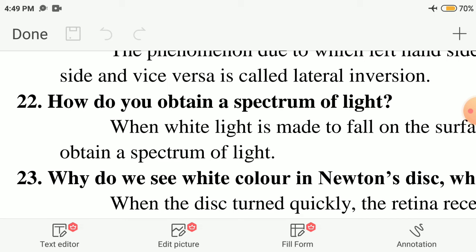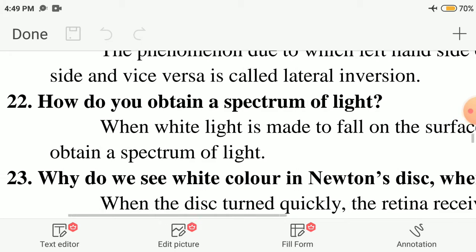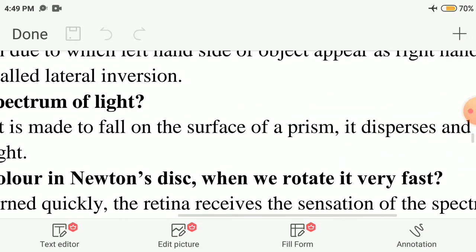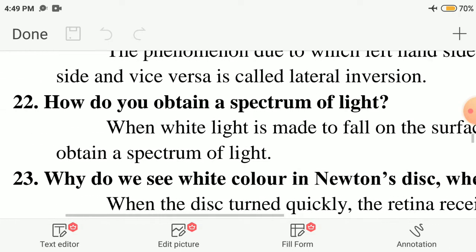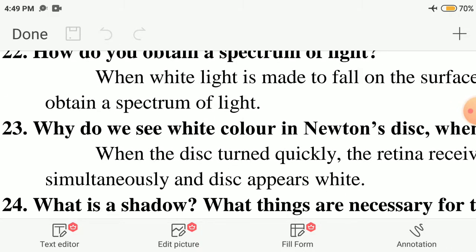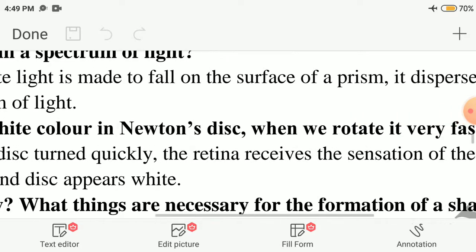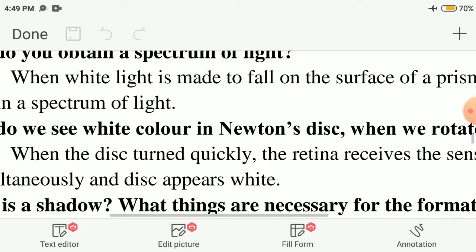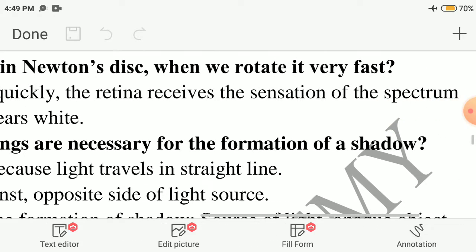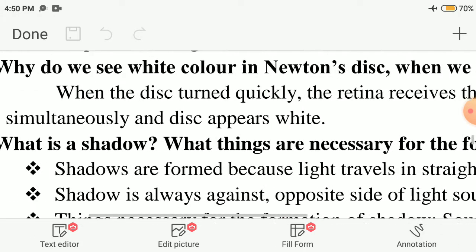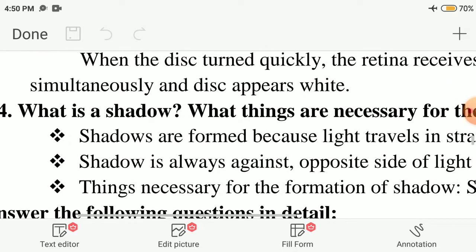When white light is made to fall on the surface of a prism, it disperses and we obtain a spectrum of light. 23rd question. Why do we see white color in Newton's disk when we rotate it very fast? When the disk is turned quickly, the eye receives the sensation of the spectrum simultaneously and the disk appears white.